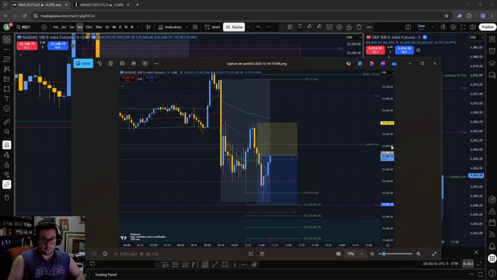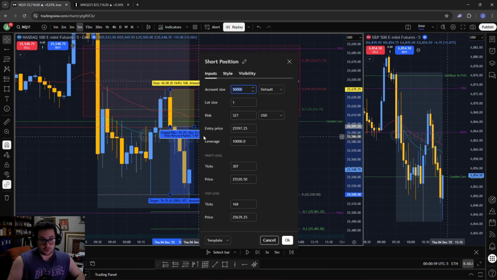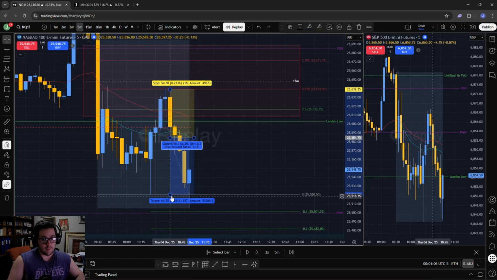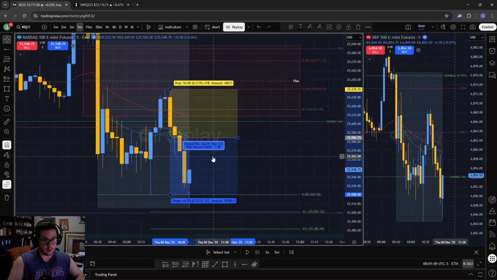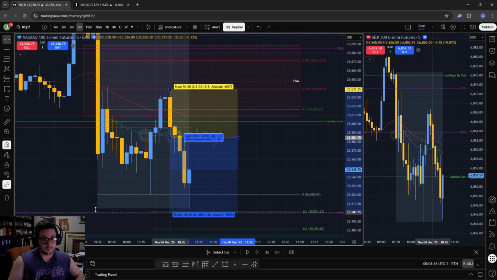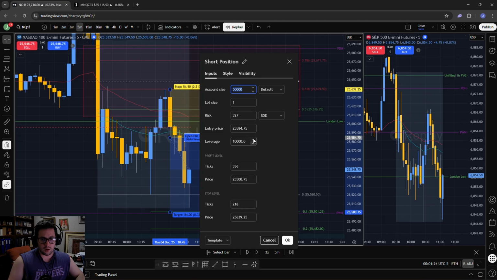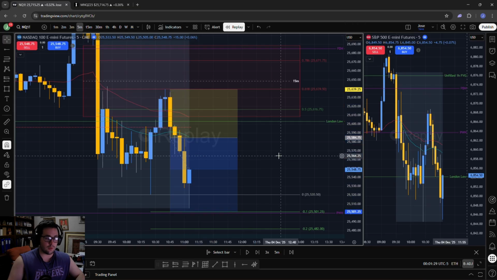This was the short that I took. 584.75 was my entry. My stop was the same, and instead of targeting that, I did not want to have a 1.18R. Why? Because I'm a greedy mofo. Simple as that. I wanted the full 2R. Or not even that, actually. I wanted the 1.53R, because it was going to be enough for me to recover the losses, right?